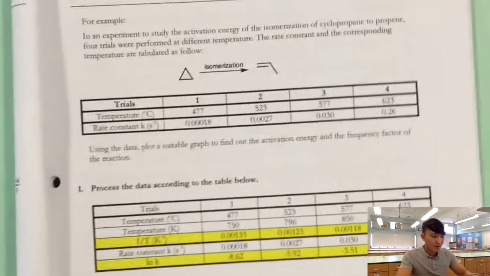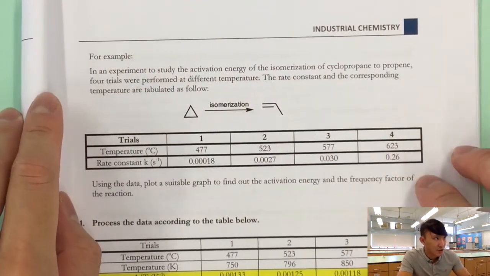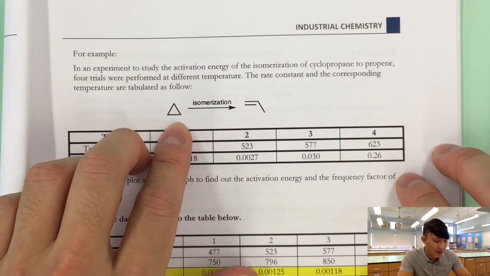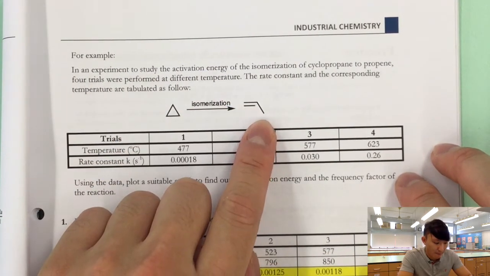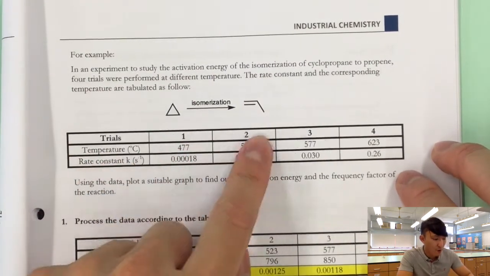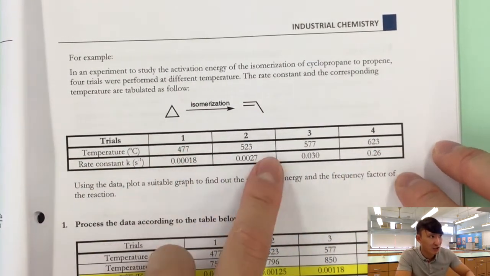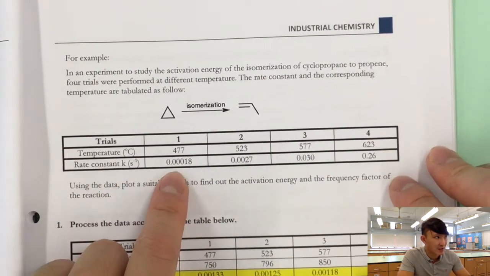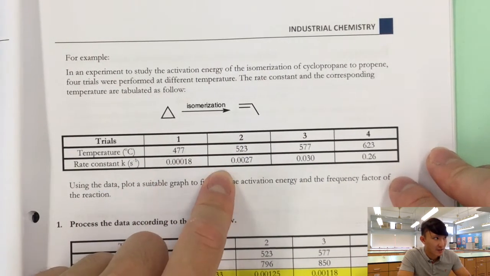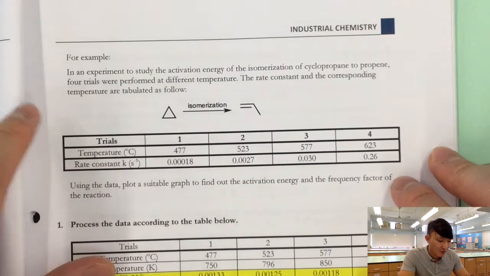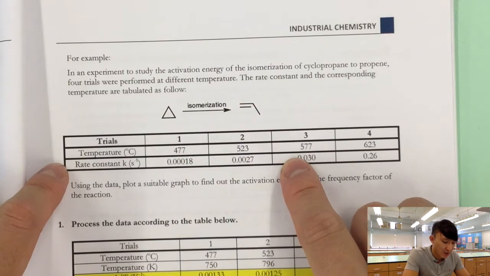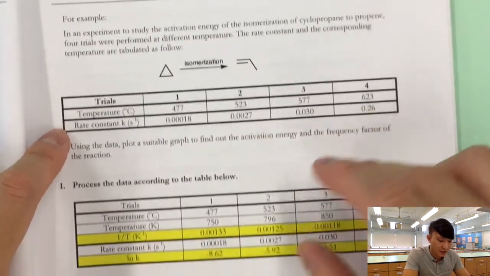So on the right hand side, this shows you how it works. Now we have this reaction. We have cyclopropane forming propene. All right, and we make 4 trials at different temperature, and we also have the rate constant K determined. Now using these data, we are going to modify this data as shown below.